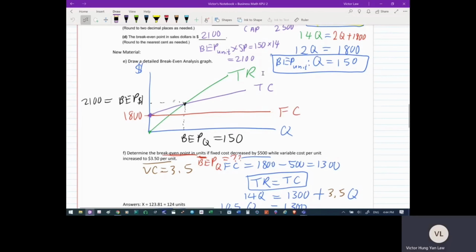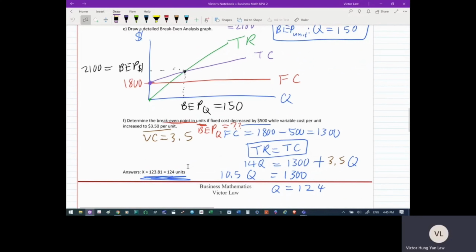Total cost and fixed cost have the same y-intercept, which is 1800 in this case. So what we need to do is draw these three graphs, and then we label the break-even point, which is the intersection between the total revenue, the green line, and the purple line, total cost function. So that is your break-even point. And then on the x-axis, we have the break-even point in units, which is the 150 that we found. And then on the y-axis, we have the 2100. That is your break-even point in sales dollars. And that is all I'm asking for. Three graphs: total revenue, total cost, fixed cost, and then the break-even point in units and in sales dollars.